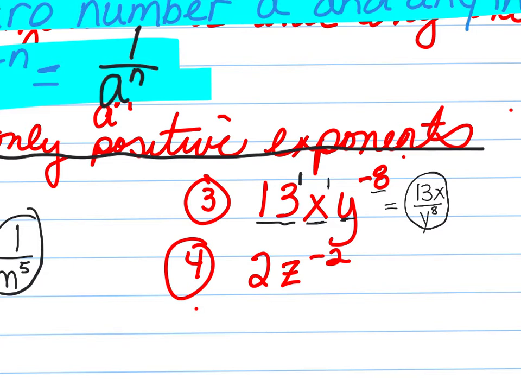Do not confuse the coefficients with the bases. So number 4 says 2z to the negative 2nd power. What is the power on the coefficient 2? 1. Is that going to move? No. The only thing that moves is the z. So it's 2 over z squared.